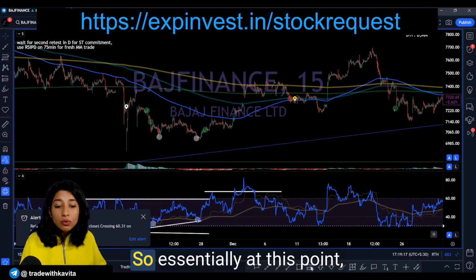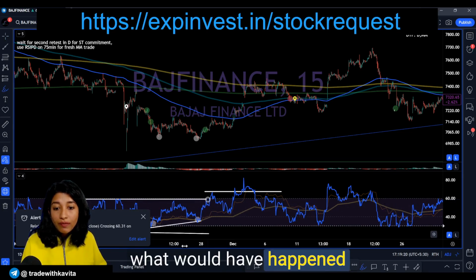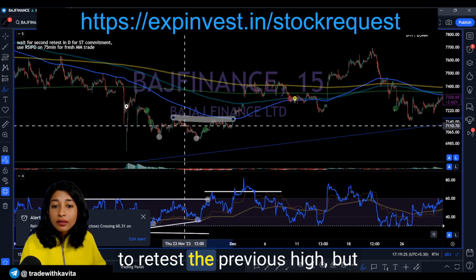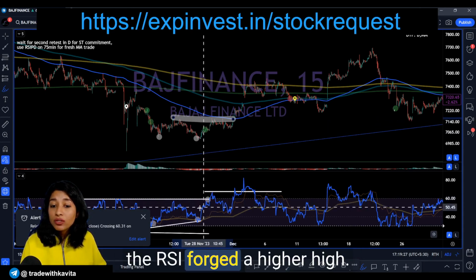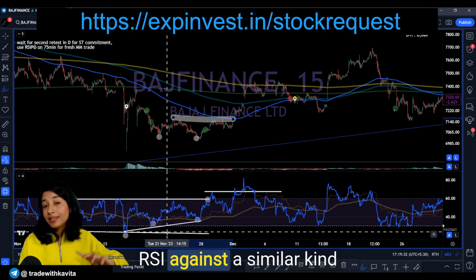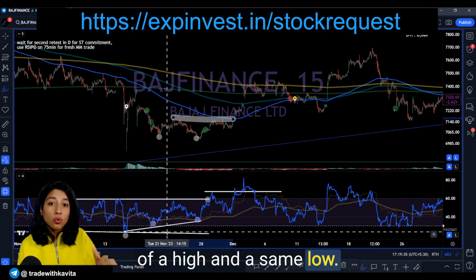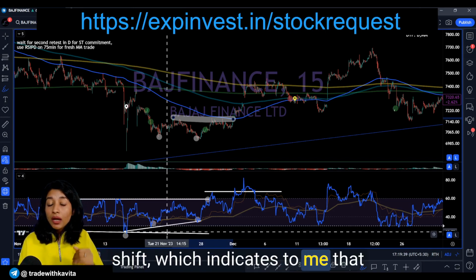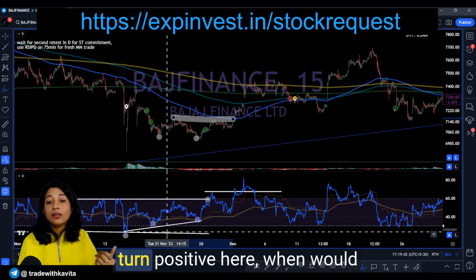So essentially at this point, what would have happened would be that the price came to retest the previous high, but the RSI forged a higher high. So a positive divergence plus a higher high on the RSI against a similar kind of a high and a same low on the price. This is an early indication of a positive range shift, which indicates to me that in the short term, my trend can turn positive here.